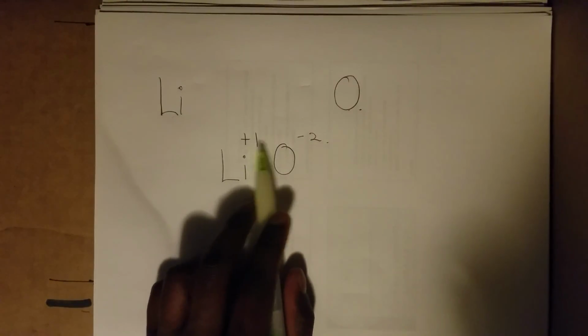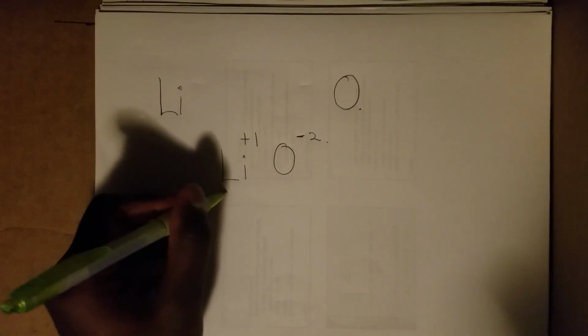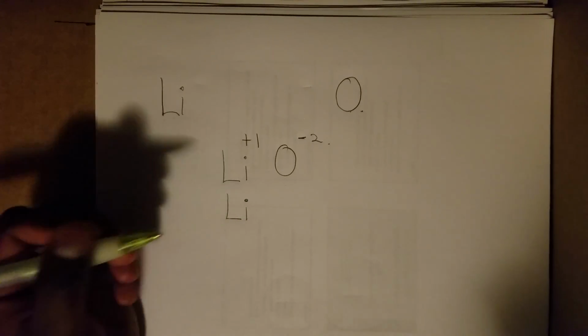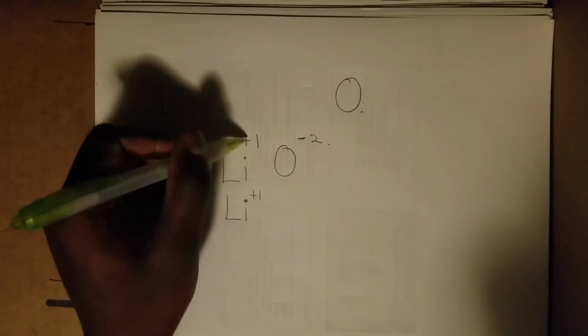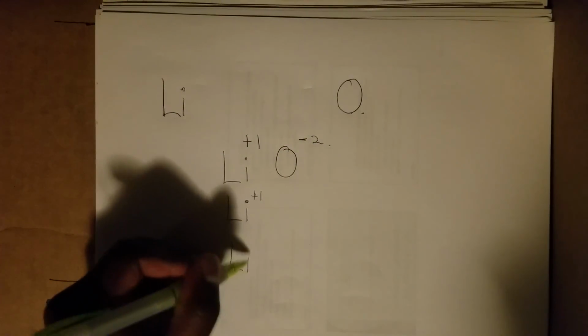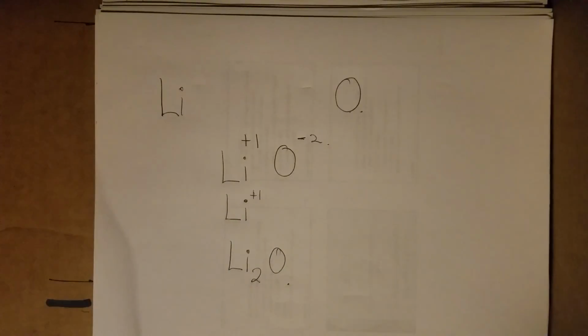So if you have just +1 but -2 oxygen, it's not going to neutralize. It has to be the same. So in this case, what we do is we add another lithium atom, which has another +1 charge to it, and these 2 charges will cancel out these 2 charges, so you're left with 2 lithium to 1 oxygen.